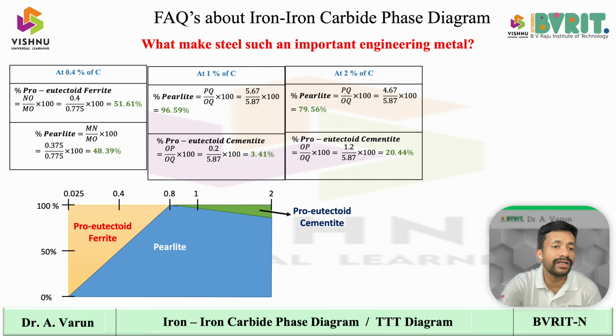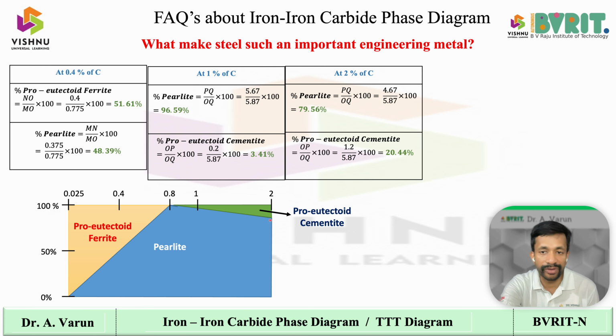Suppose if I ask, what about 0.2 percentage? That is somewhere here. That means 75 percentage will be protectoid ferrite and 25 percentage will be perlite. Let's say 0.6. That is here. That means 25 percentage will be protectoid ferrite and 75 percentage will be perlite. And what about 0.8? It will be 100% perlite. Similarly, at 2 percentage maximum, you'll have 79 or 80 percentage perlite and 20 percentage protectoid cementite.